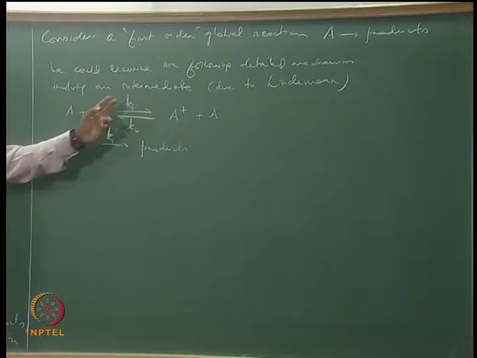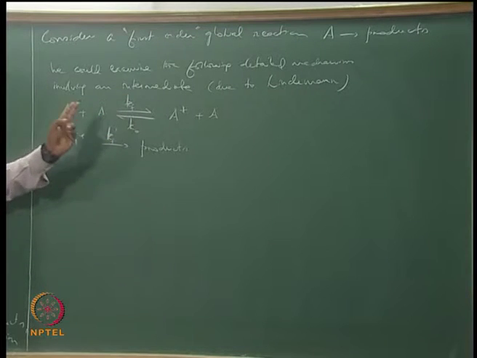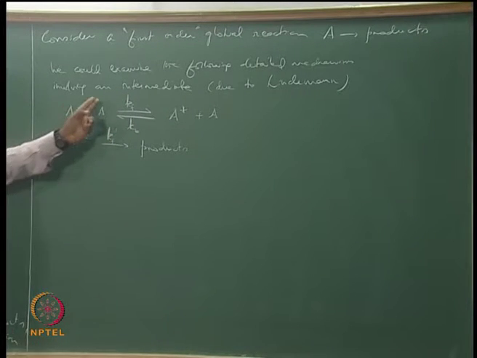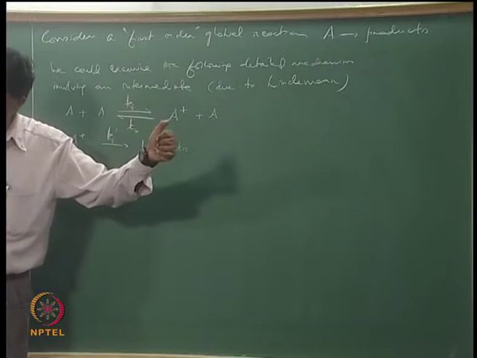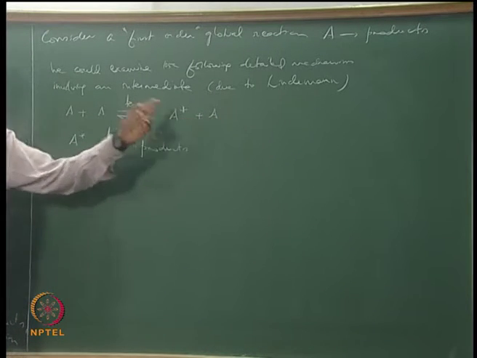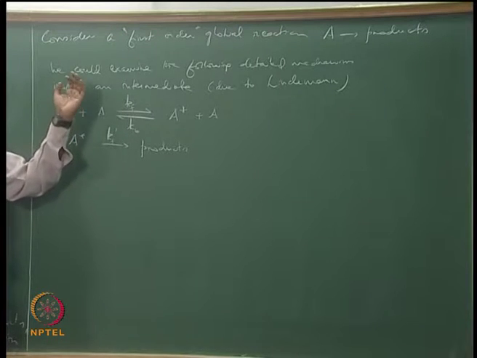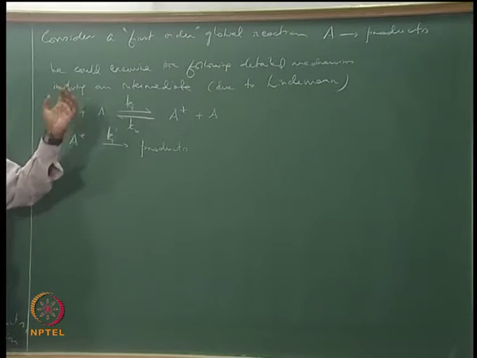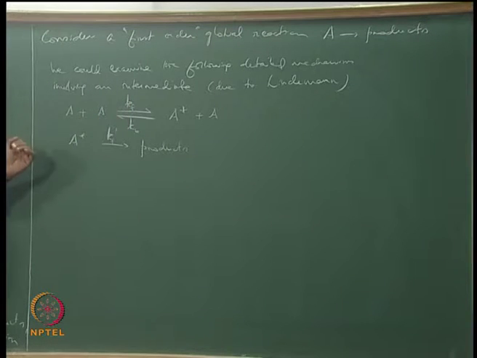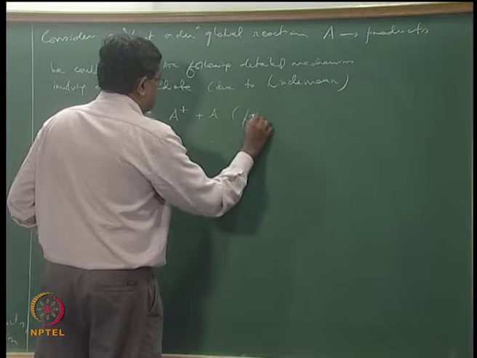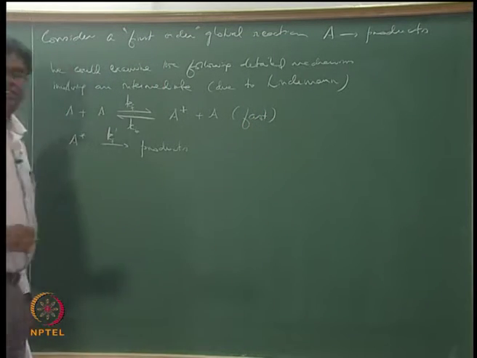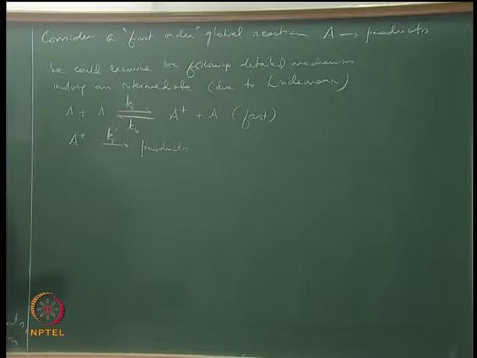This is actually a set of 3 reactions. A plus A gives A star plus A is one reaction, A star plus A gives A plus A is another reaction, each of them having Kf and Kb as the rate constants respectively, and the third one is A star gives products with a rate constant of Kf prime. And let us suppose that this set of reactions is fast and this one is the one that is slow.